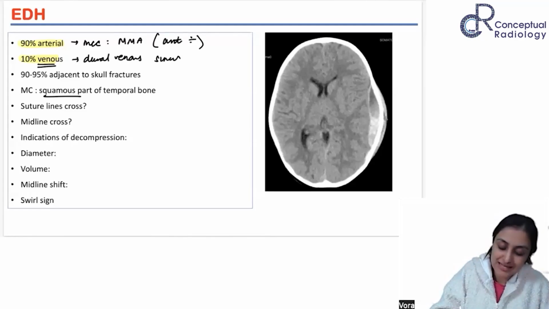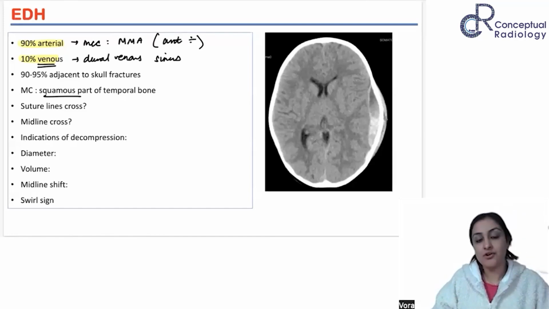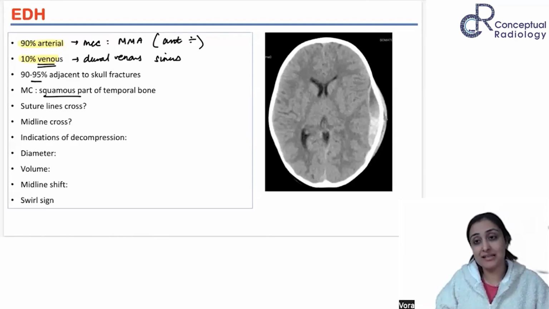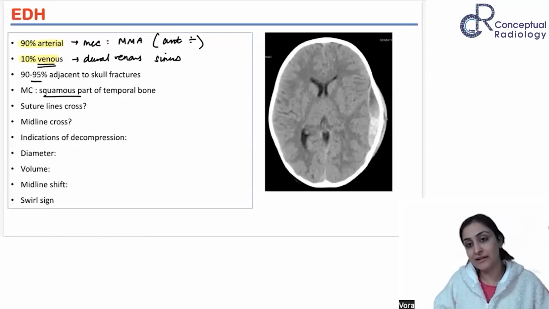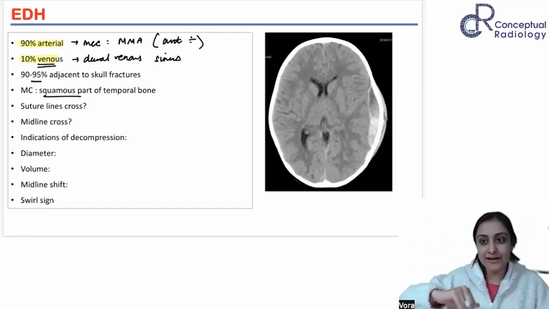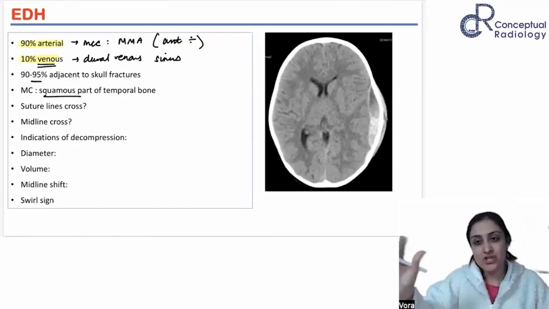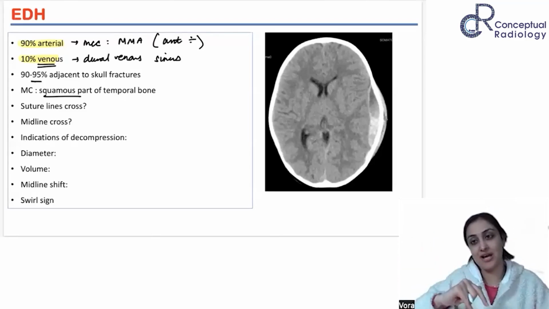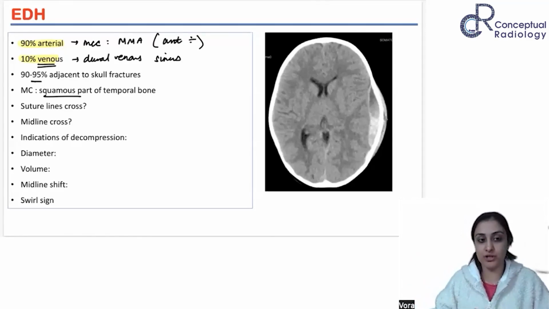So dural venous sinus injuries can also result in EDH. Very, very interesting to know that 90 to 95% are near the skull fractures. So whenever you see an EDH, always see the bone recon to rule out a fracture. Whenever you see a fracture, always change your window a bit if you're not picking an EDH, to see if there is any extra-axial hematoma or not. So it works both ways, right? That's what you have to remember here.